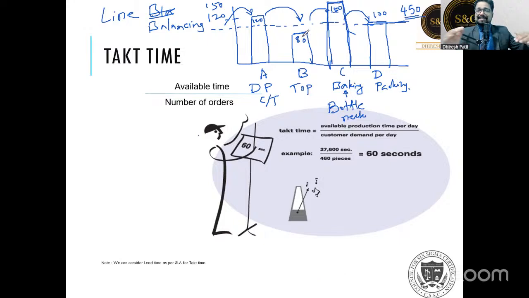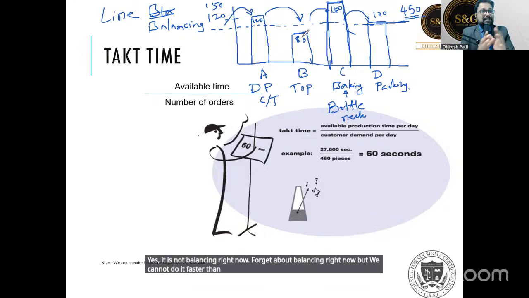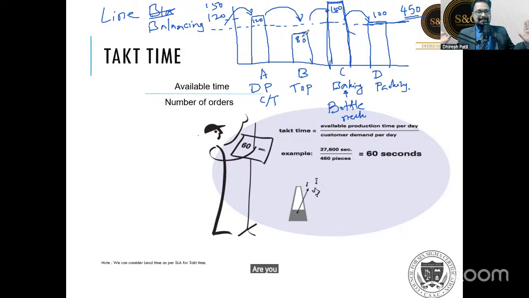Yes, it is not balancing right now. Forget about balancing right now, but we cannot do it faster than 150 seconds. Are you clear with this? Because the slowest process is 150. Are you understanding? Yes? Super.